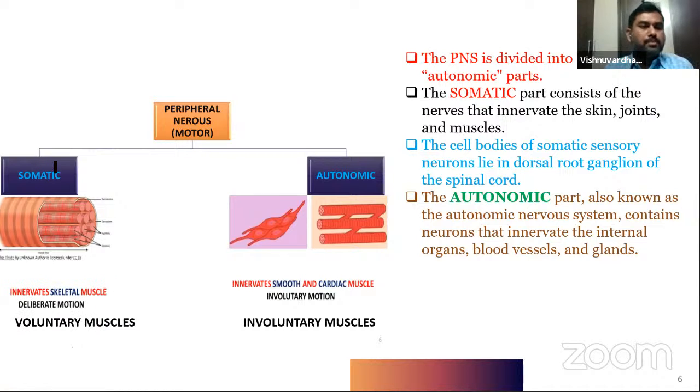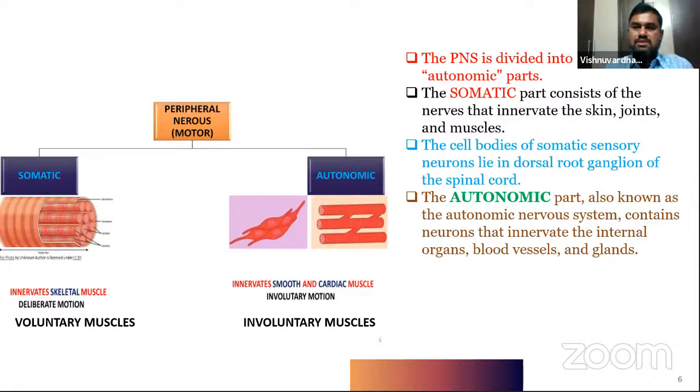See here, the somatic nervous system innervates skeletal muscle or voluntary muscles. That means these muscles are under our control. That means the somatic nervous system controls the actions that are in our control. Next, the autonomic nervous system controls smooth and cardiac muscle. You already know that smooth and cardiac muscles are not under our control. So, the autonomic nervous system controls on its own, without our willingness or without our consciousness.